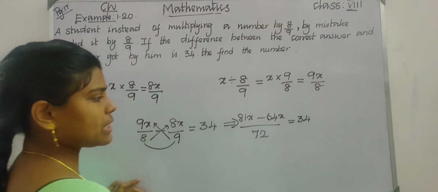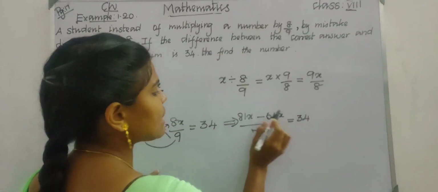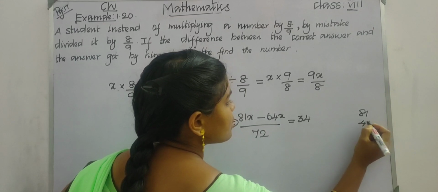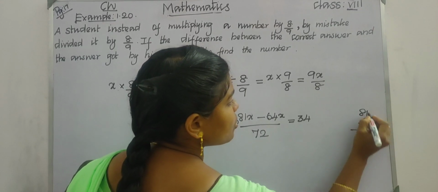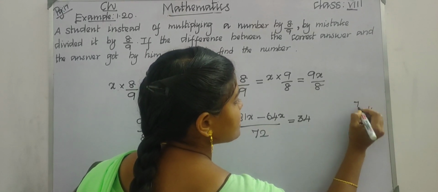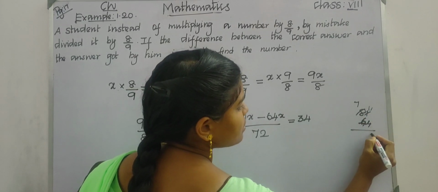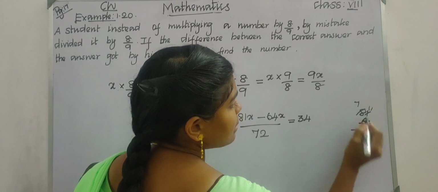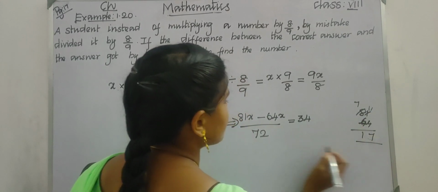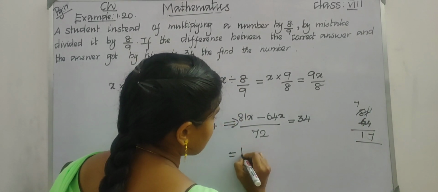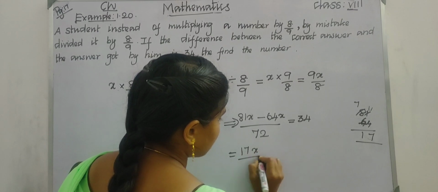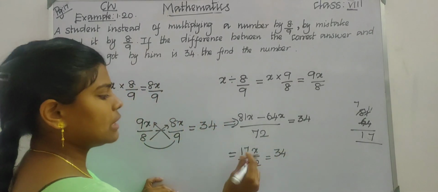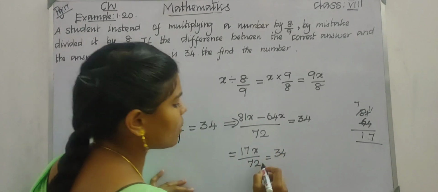Okay children, so now you can subtract very easily. 81 minus 64. 11 minus 4 is 7, and 7 minus 6 is 1. So 17. We will get the answer as 17x upon 72 equal to 34. Keep x on one side and everything else on the other side.